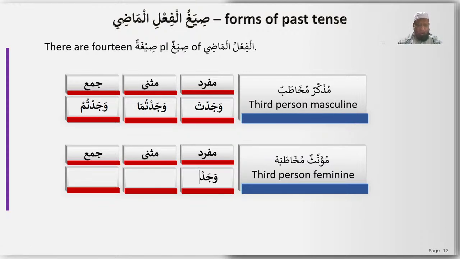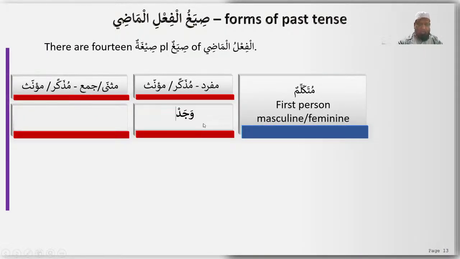For مؤنث مفرد, وجدتِ, وجدتما, وجدتن. 6 sigas for مخاطب, 3 for مذكر, 3 for مؤنث: وجدت, وجدتما, وجدتم, وجدتِ, وجدتما, وجدتن. And 2 for متكلم, مفرد is وجدت, for جمع وجدنا.